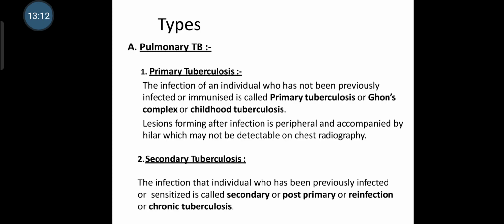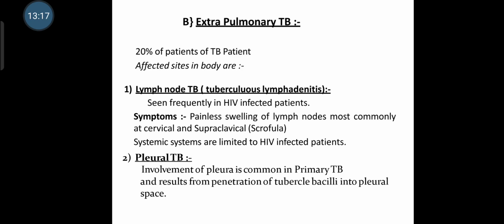Next is extrapulmonary tuberculosis. Pulmonary tuberculosis can be divided into primary and secondary tuberculosis. Extrapulmonary tuberculosis is tuberculosis other than in the respiratory system. 20% of tuberculosis patients suffer from extrapulmonary tuberculosis. There are several sites in our body which are affected, including the lymph node, also known as tuberculous lymphadenitis. It is seen frequently in HIV infected patients.